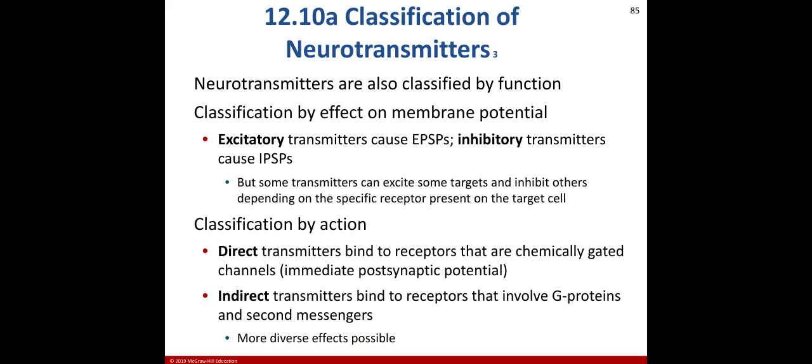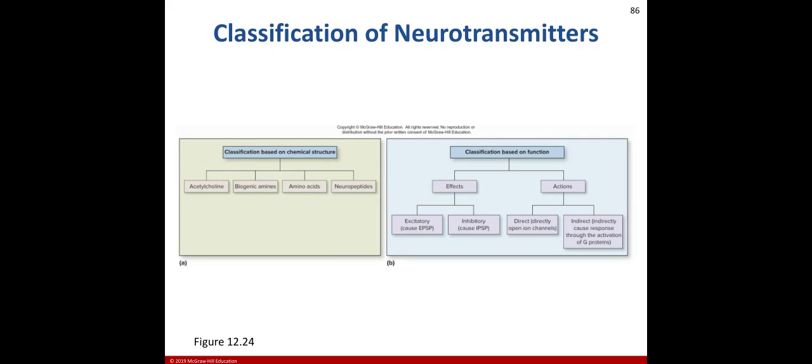They can also be classified by action. There are direct transmitters that bind to receptors. That receptor is a chemically gated channel. So you've got immediate transferring, immediate postsynaptic potential, right? Moving that right away. Some are indirect transmitters that bind to receptors that involve a G protein and secondary messengers. So it's not as immediate because of that. But there can be more diverse effects possible, right? So if you're stimulating a chain of reactions, there's more pathways where different actions can arise as opposed to the direct transmitter. Okay.